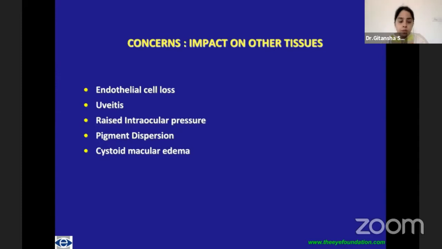Now, some of the concerns with the ACIOL would be any endothelial cell loss, which may happen. Also, since we've enclavated a small amount of the iris tissue, there could be a slight amount of iritis or pigment dispersion, which could be associated with raised intraocular pressures or cystoid macular edema.